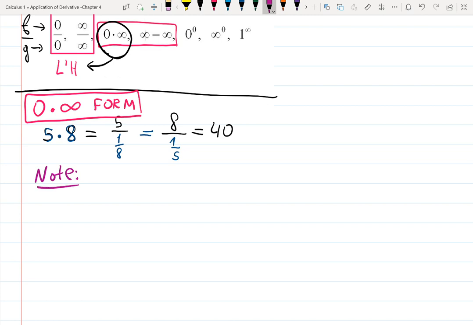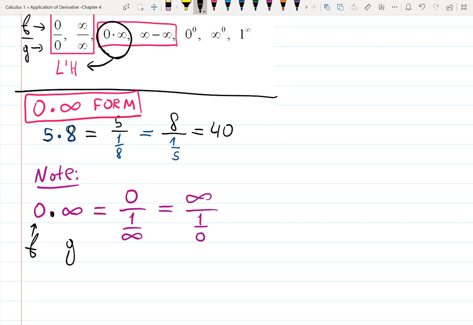The idea is when you're working with 0 times infinity, I will write it down right below 5 and 8. I can write this product as 1 over infinity, or infinity over 1 over 0. And it's the same thing, just like I explained with 1/8 and 1/5 over there. Again, remember, we're not actually multiplying 0 by infinity. There's a function f that goes to 0, and there is a function g that goes to infinity, and we don't know which one is going to win.